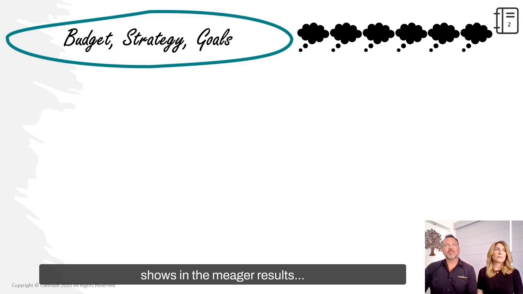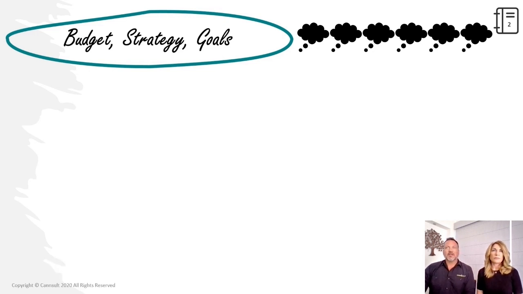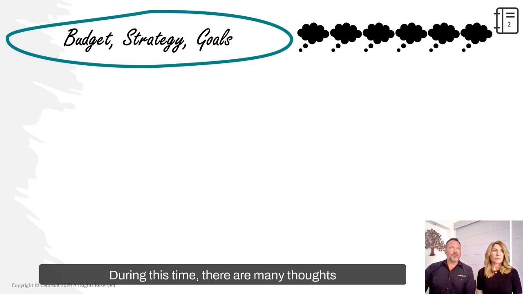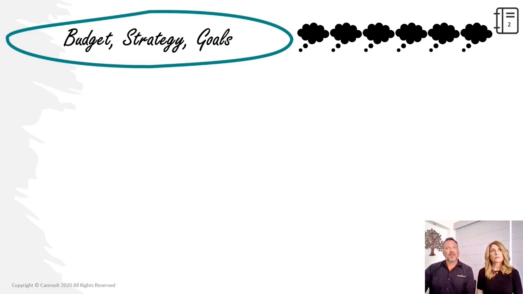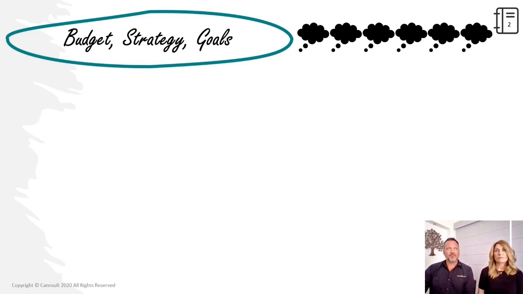Key elements that the decision makers will focus on include the setting of the organizational budget, strategy, and goals. During this time, there are many thoughts and ideas about potential areas that the organization should focus on improving. These meetings can be quite overwhelming, because the leaders are coming together and they're faced with the immediate problems and pressures of today, as well as the demands for the future.